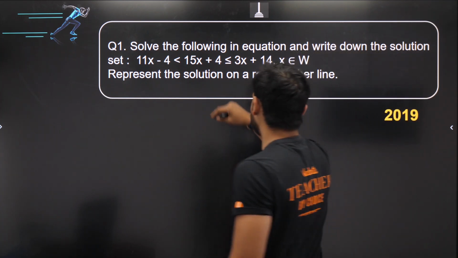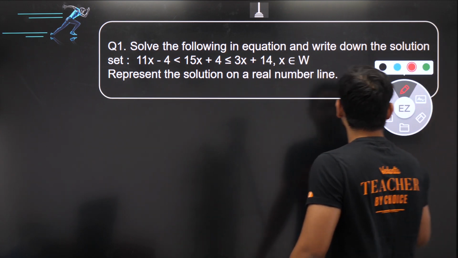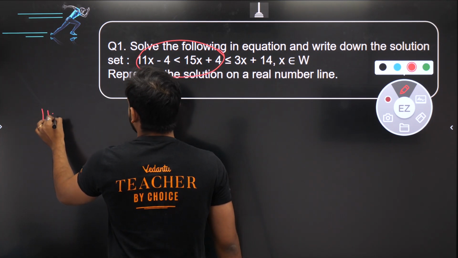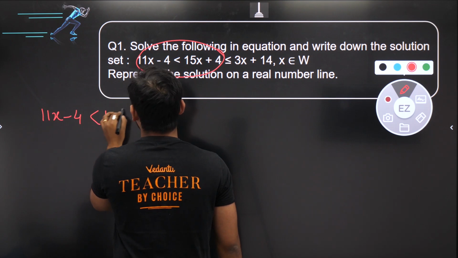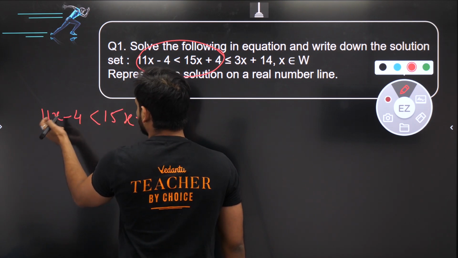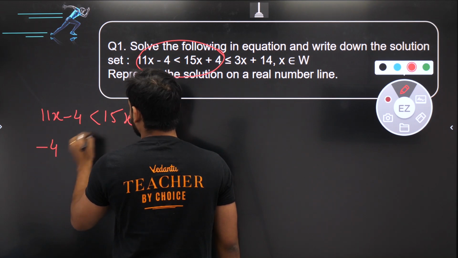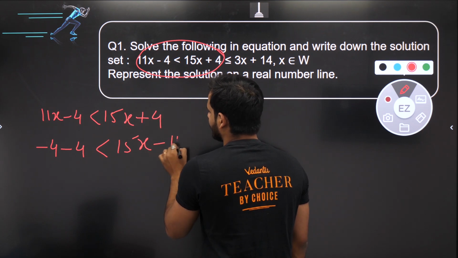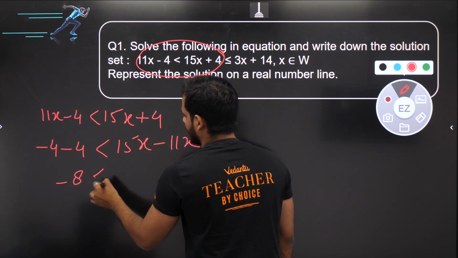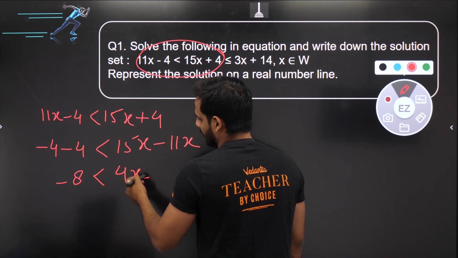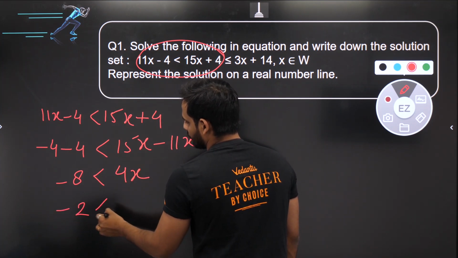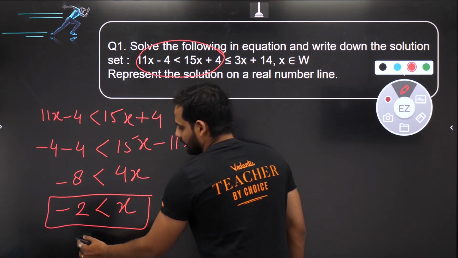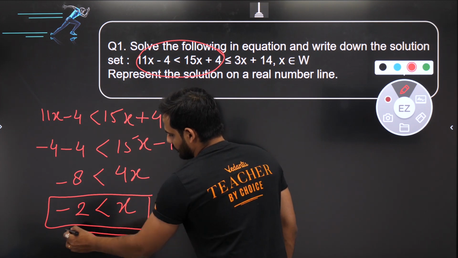Let us take this first part here. If I take this part, I get 11x minus 4 is less than 15x plus 4. Shift plus 4 there and 11x here. Minus 4 was already here, and this plus 4 becomes minus 4, so it is 15x minus 11x. So we get minus 8x less than 4x, that is, minus 2 is less than x. Another way of saying this is that x will be greater than minus 2. This is the solution we have got.